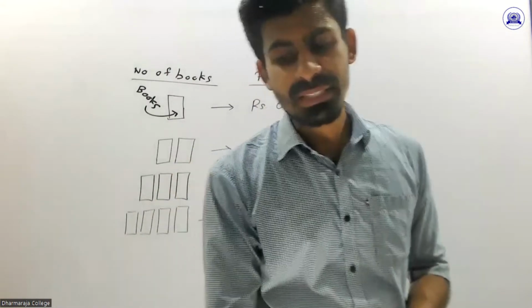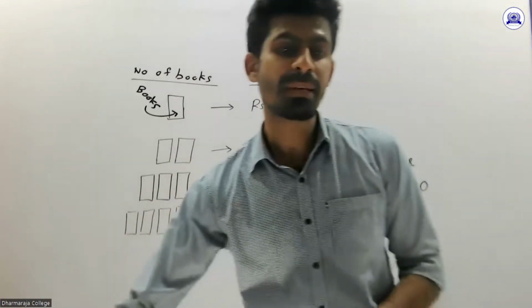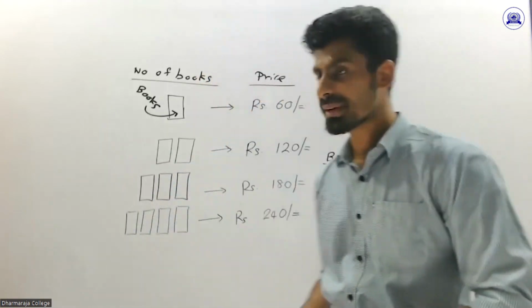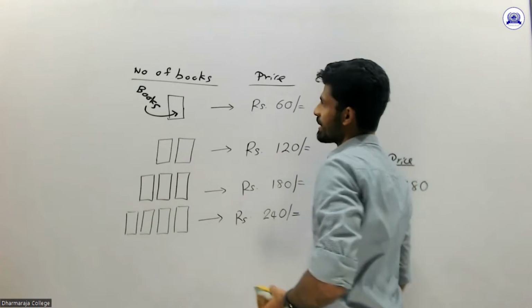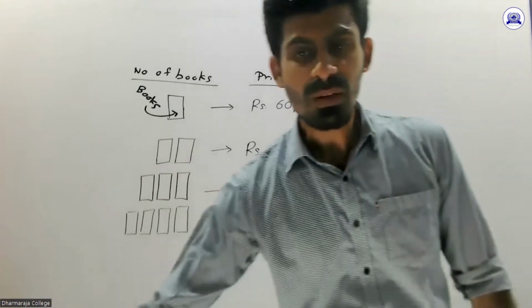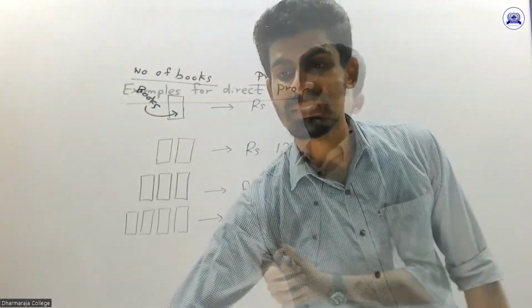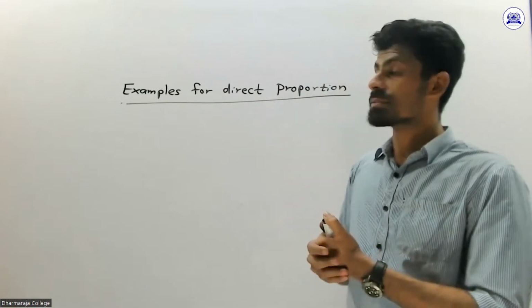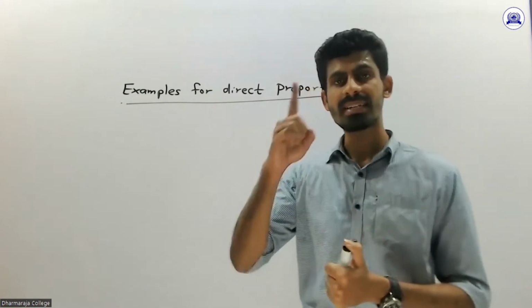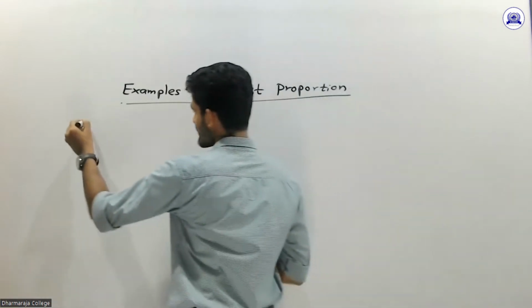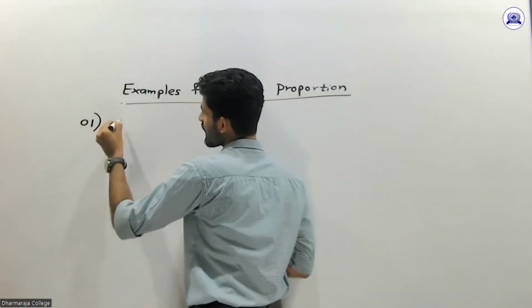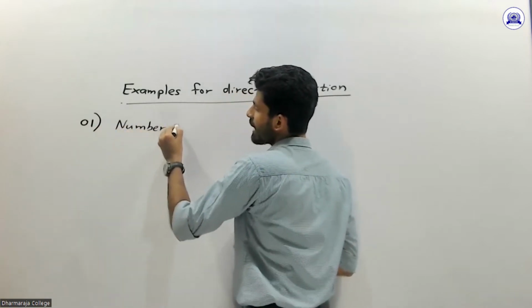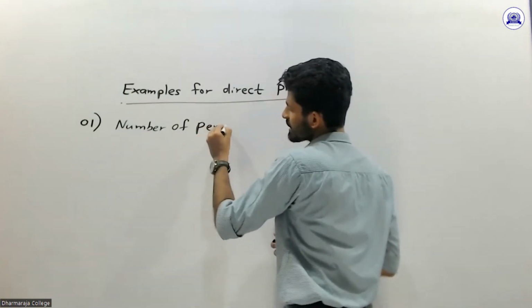Let's consider some examples. What are the examples for direct proportion? Let's consider some examples for direct proportions, my dear student. Example number 1. I'm taking the same example: number of pens.